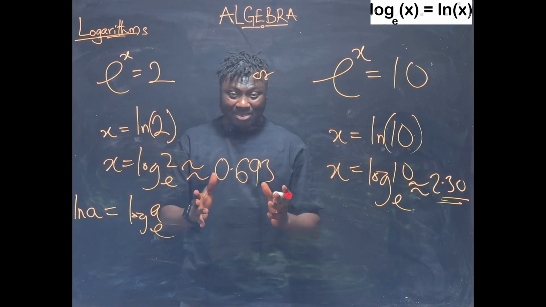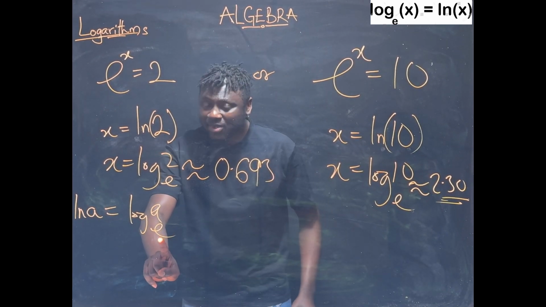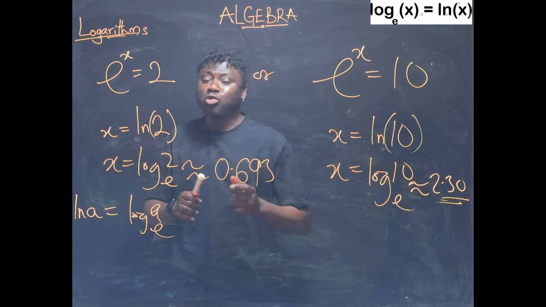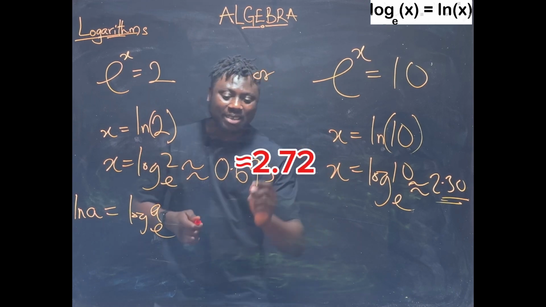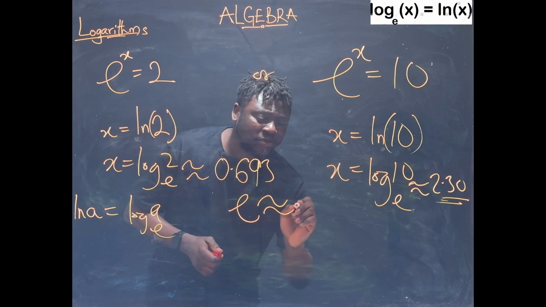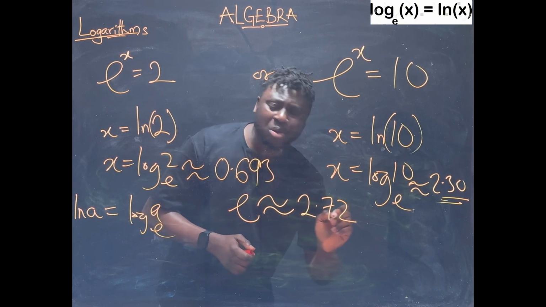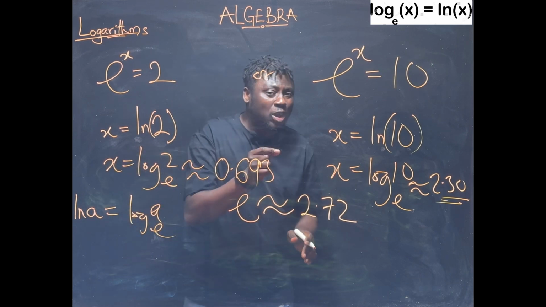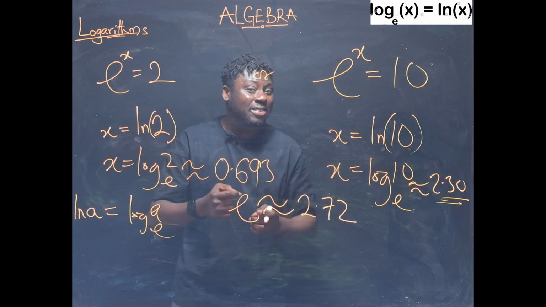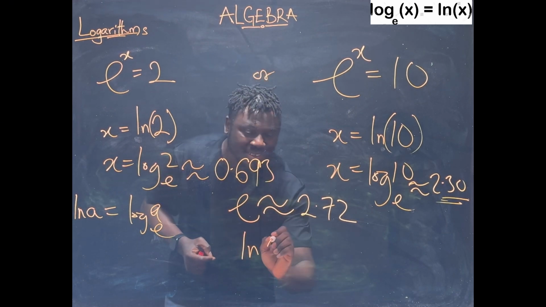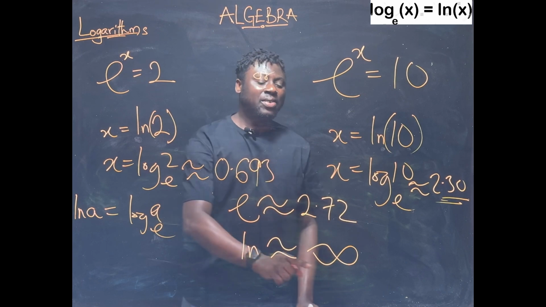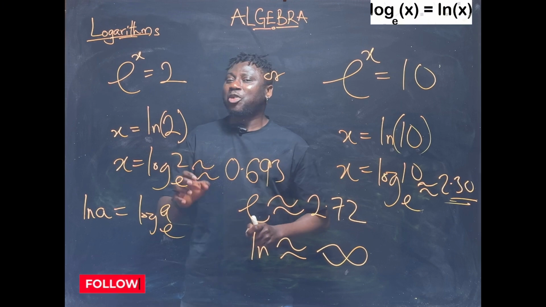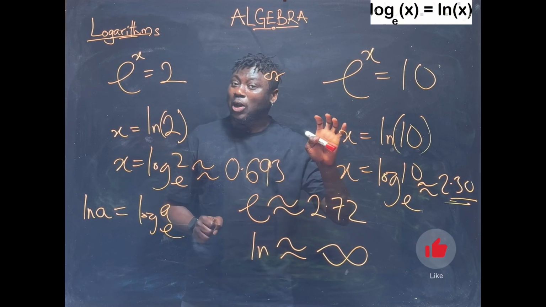It is important to note that this e, which is exponential, has an approximate value of 2.72. But this ln is not a constant, but without a value, it can be expressed as infinity. I believe you've learned one or two things from common logarithm and natural logarithm.